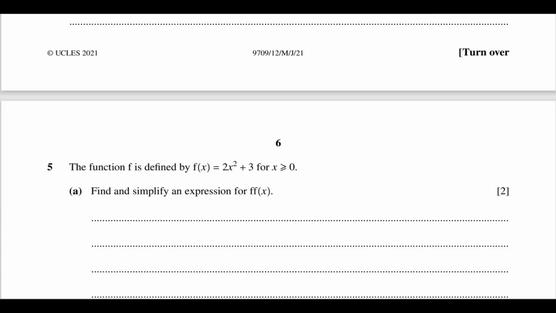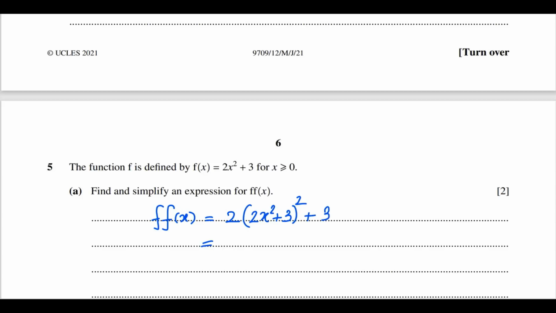Next, question number 5. The function f is defined by f of x equal to 2x square plus 3 for x greater than or equal to 0. Find and simplify an expression for f of f of x. So f of f of x. Okay. So for x you have to substitute 2x square plus 3, so 2 times (2x square plus 3) square plus 3.